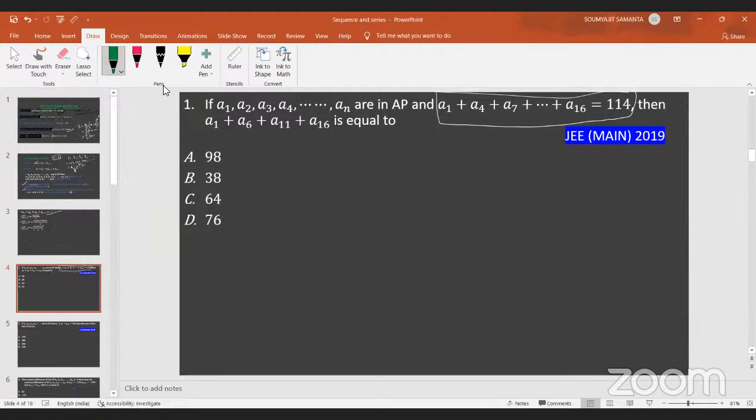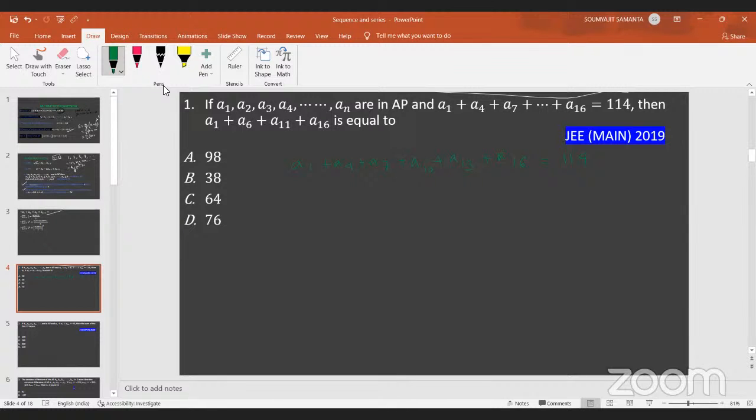Let me rewrite this. The condition that is given: A1 plus A4 plus A7. What will be the next term? A10? Yes. Then A13, and then A16. That will become 114. Right?